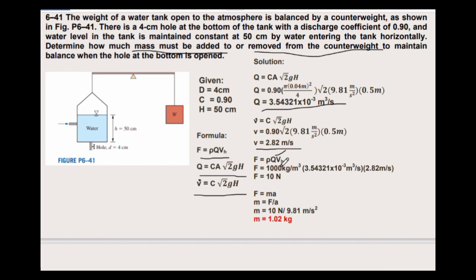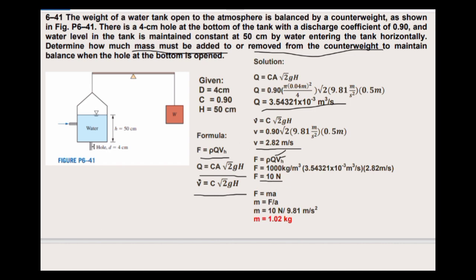So here, we will plug in our discharge and the velocity. For the formula of reaction force due to momentum change, we have force equals the density of water, 1000 kg per cubic meter, times the discharge, 3.54321 times 10 raised to negative 3 cubic meters per second, times the velocity, 2.82 meters per second. So using our calculator, we will get 10 Newton.